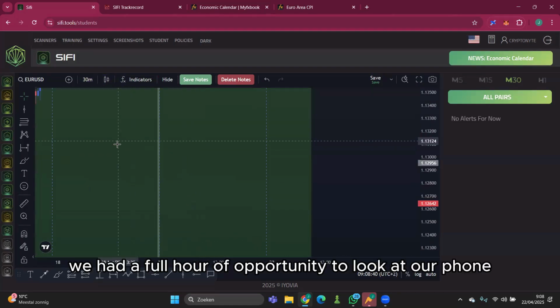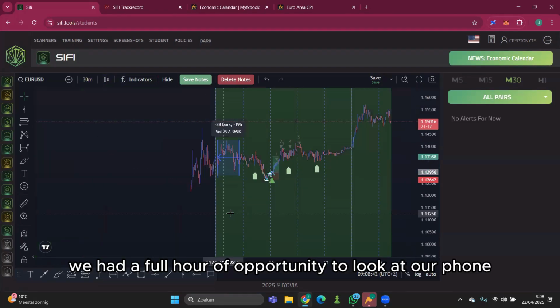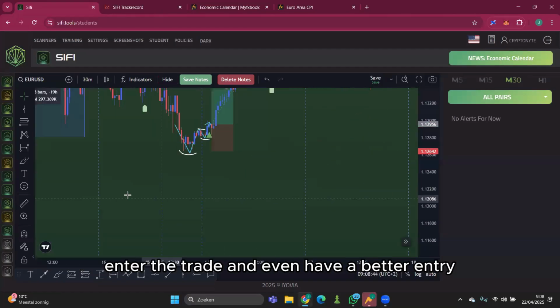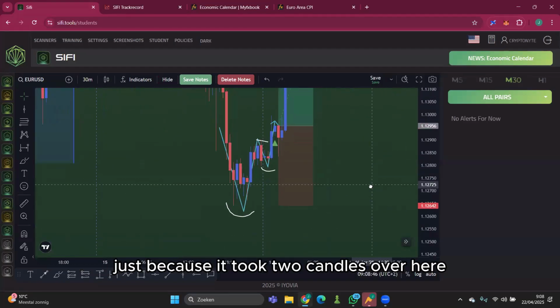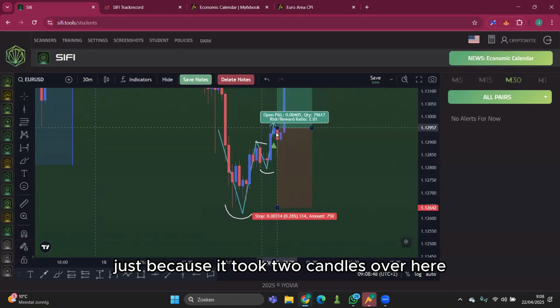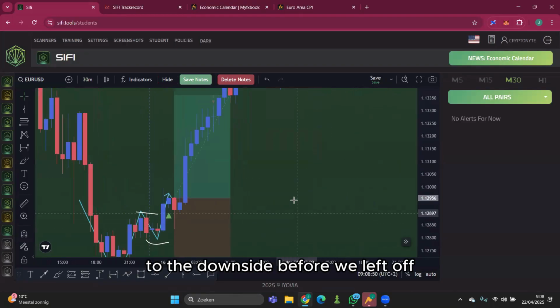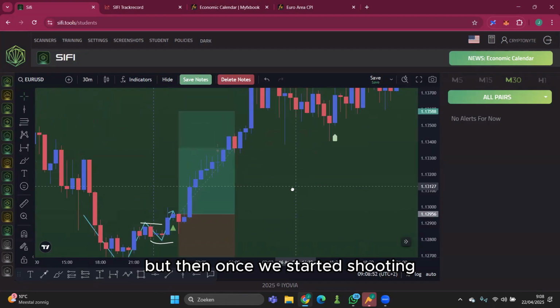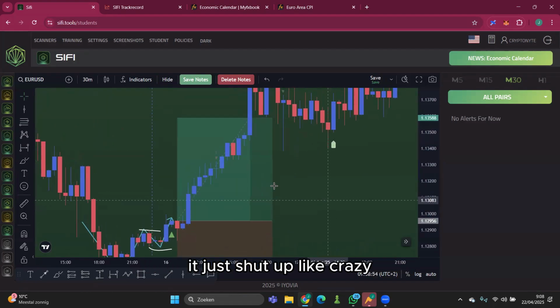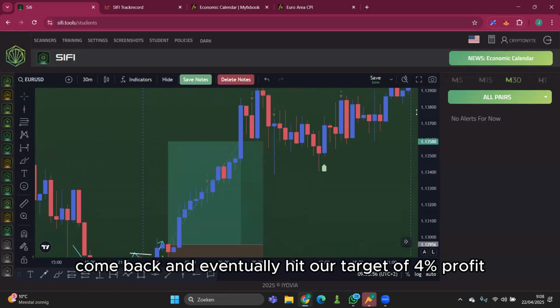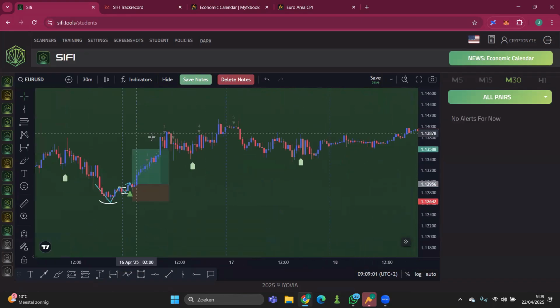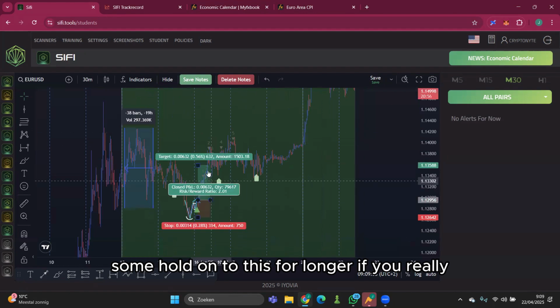In this case, we had a full hour of opportunity to look at our phone, enter the trade, and even have a better entry, just because it took 2 candles over here to the downside before we left off. But then once we started shooting, it just shot up like crazy, didn't come back, and eventually hit our target of 4% profit.